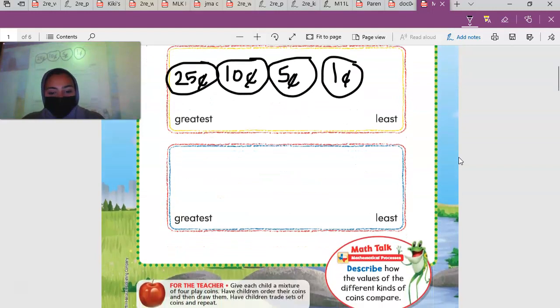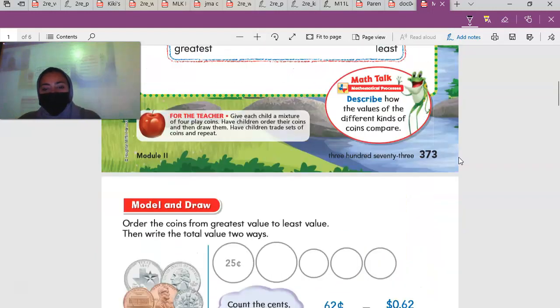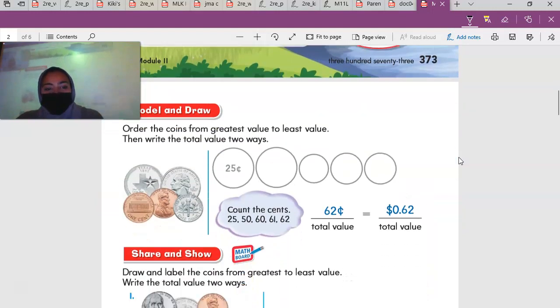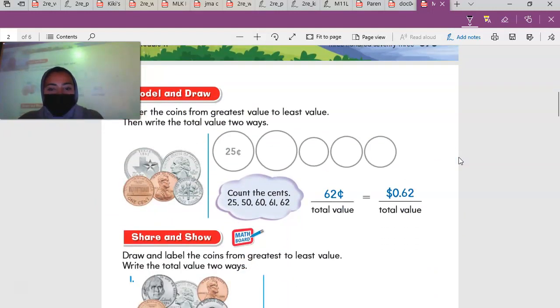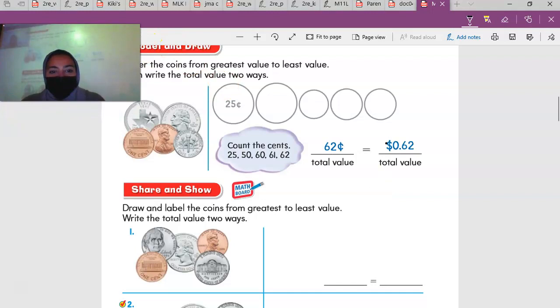All right. So we're just going to do it once, and then we're going to move on. All right, order the coins from greatest value to least value, then write the total value 2 ways. So 2 different ways. This is fun. It's basically telling you that 62 cents is the same as $0.62. I got ahead of myself. First, let's do it step by step. It says order the coins from greatest value to least value first.